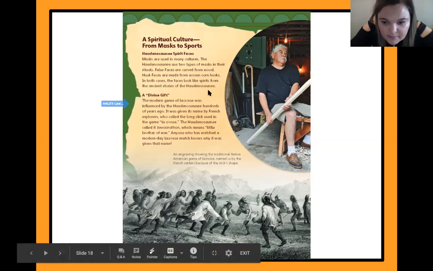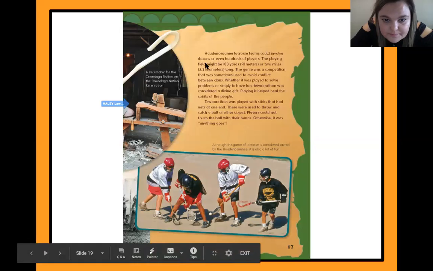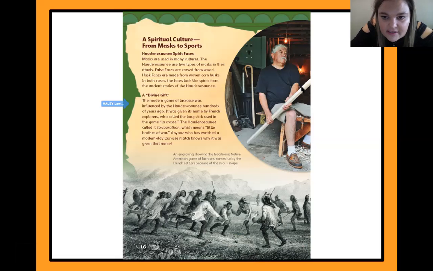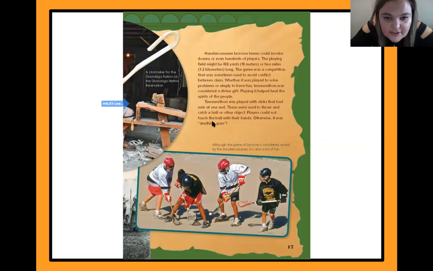So let's make sure I didn't miss anything up here. Nope. It says over here, a stick maker from the Onondaga Nation on the Onondaga Nation Reservation. So you can kind of see half the stick here and half of it up here. It's very long. It says Haudenosaunee lacrosse teams could involve dozens or even hundreds of players. The playing field might be hundreds of yards, 91 meters, or 2 miles, 3.2 kilometers long.